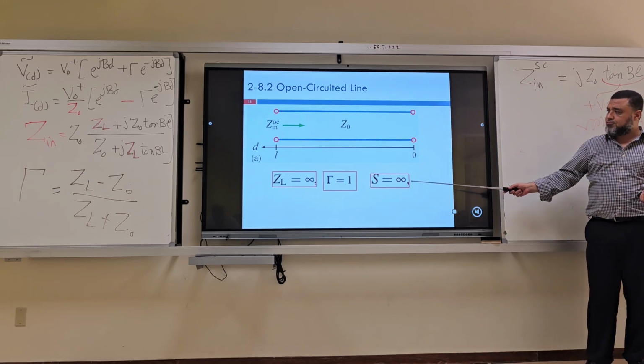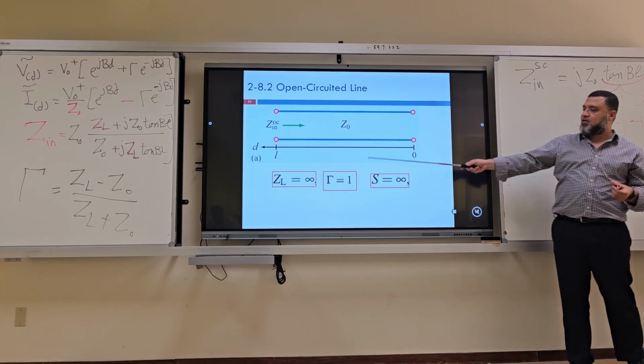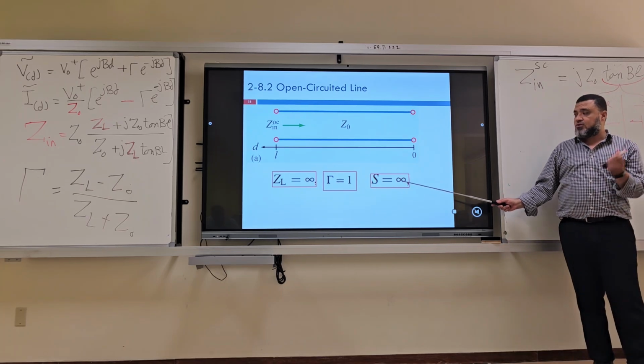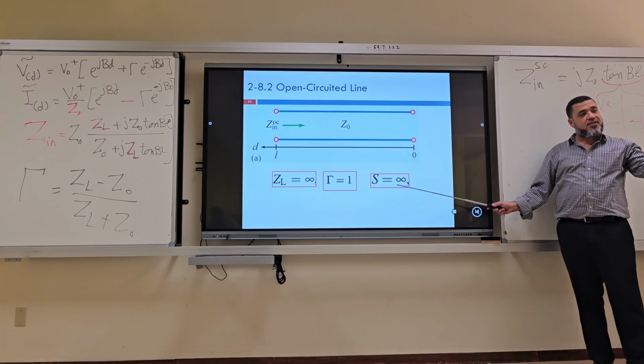The standing wave ratio, what is the definition of S? It is 1 plus magnitude of gamma over 1 minus magnitude of gamma. So if gamma is 1, this will be in phase. This is the worst case. The standing wave ratio is infinity, sorry. Everything is reflected back.